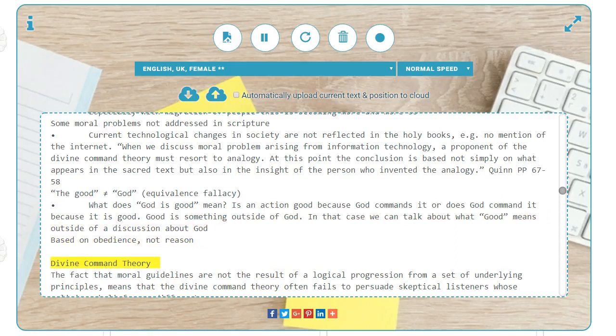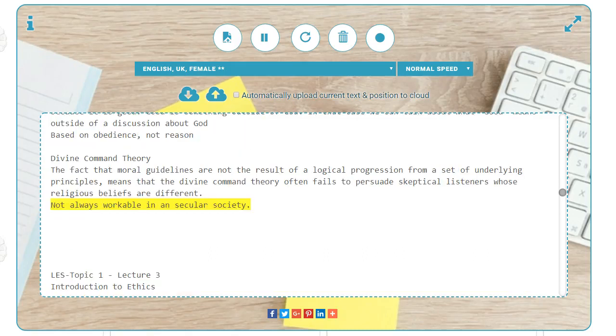reason. Divine command theory: the fact that moral guidelines are not the result of a logical progression from a set of underlying principles means that the divine command theory often fails to persuade skeptical listeners whose religious beliefs are different. It is not always workable in a secular society.